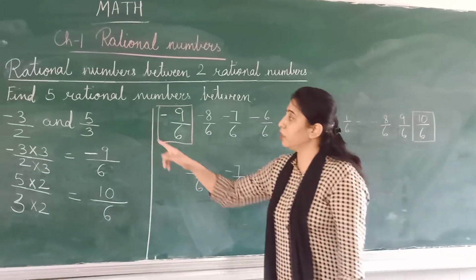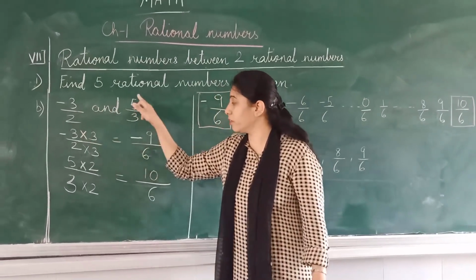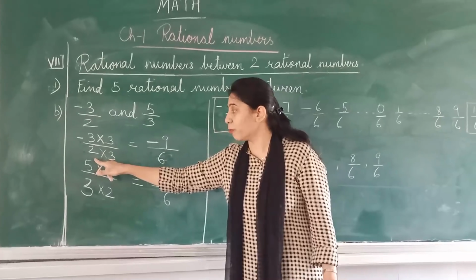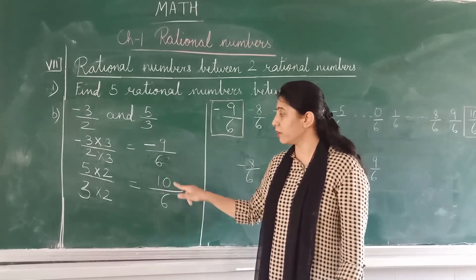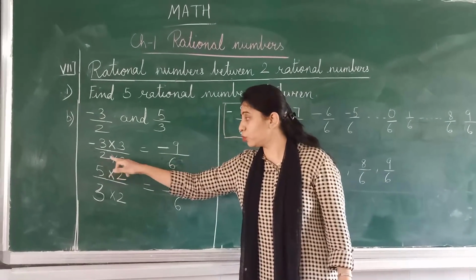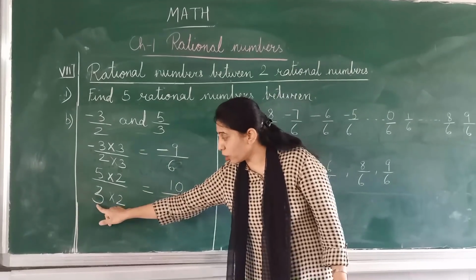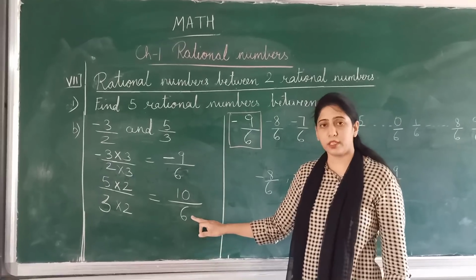Again I repeat, you have to find the 5 rational numbers between minus 3 upon 2 and 5 upon 3. So minus 3 upon 2, you have to multiply with such a number that you get the denominator same for both the rational numbers. So here the denominator, I have multiplied with 2: 3 2s are 6. Here the denominator is 3, so I multiply with 2. So you get the same denominator, that is 6.